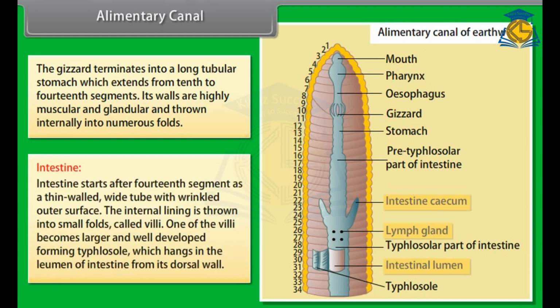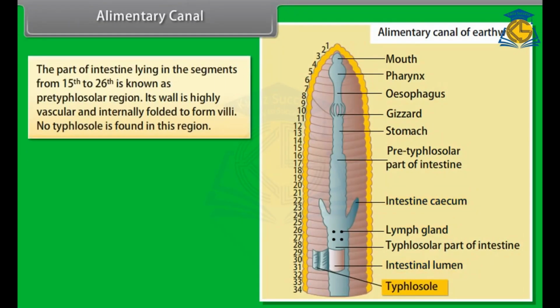Intestine. Intestine starts after 14th segment as a thin-walled, white tube with wrinkled outer surface. The internal lining is thrown into small folds called villi. One of the villi becomes larger and well-developed, forming typhlosole, which hangs in the lumen of intestine from its dorsal wall. The part of intestine lying in the segments from 15th to 26th is known as pretyphlosolar region. Its wall is highly vascular and internally folded to form villi. No typhlosole is found in this region.